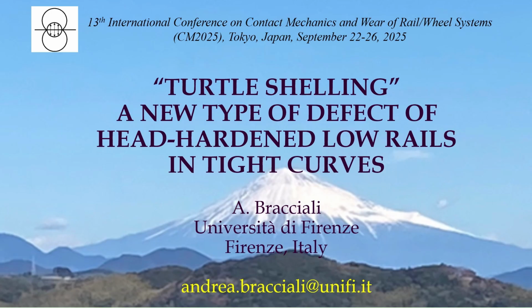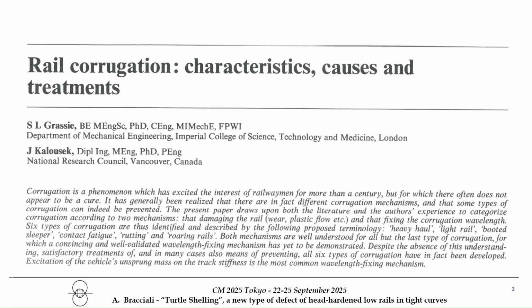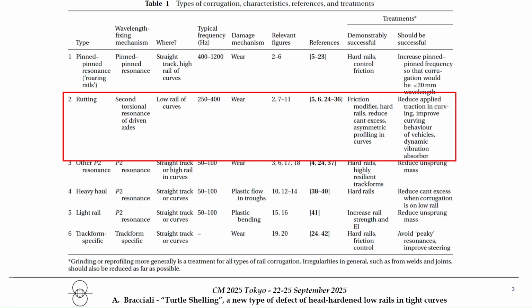Something was already going wrong. I'll stay from here. My generation learned about corrugation reading a paper from 1993 by Stuart Grassi and Joe Kalousek. They classified corrugation in several types of appearance and recurrence. The most important was certainly rutting corrugation, which affects probably 99% of metros in the world. So I'll talk only about that.